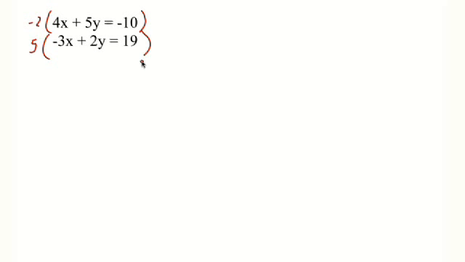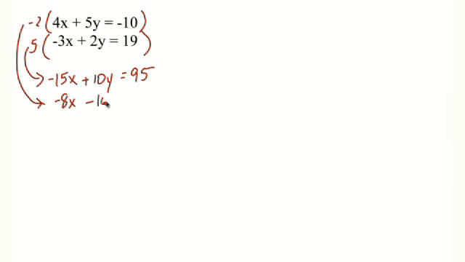Now before you go through all this work, double check. Negative 2 times 5 is negative 10. 5 times 2 is positive 10. So I know the y's will cancel out. So here's my new equation. 5 times negative 3, negative 15x plus 10y. And 5 times 19, I believe, is 95. And then carry this one down. Negative 8x minus 10y equals positive 20.